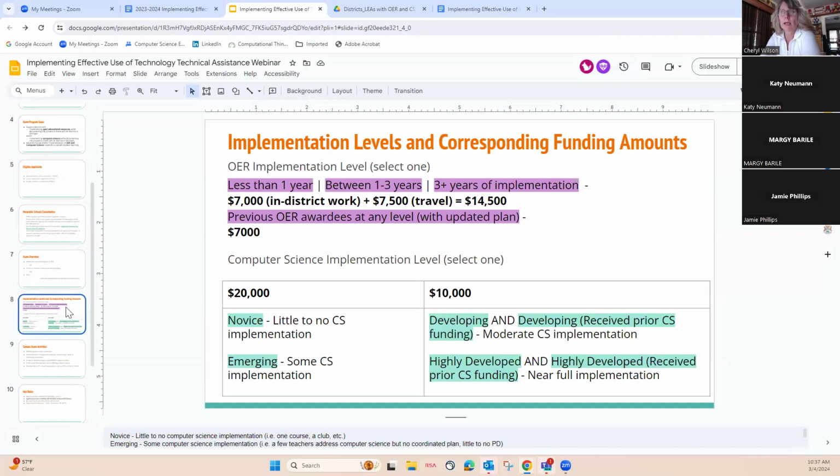When you go to apply, there are some levels that you'll need to select when you're in the grant application. So for OER, you will notice you can select less than 1 year that you've been looking at implementation. You've been doing implementation between 1 and 3 years, or you're 3+.